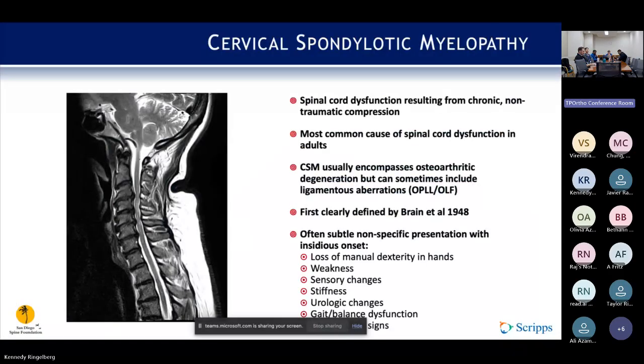Cervical spondylotic myelopathy is defined as spinal cord dysfunction resulting from chronic non-traumatic compression, and it's cited as the most common cause of spinal cord dysfunction in adults. CSM most commonly is a result of degenerative processes, but also can include ligamentous etiologies like OPLL and OLF. It often presents in subtle ways and comes on insidiously, and we'll get into all these symptoms in just a little bit.